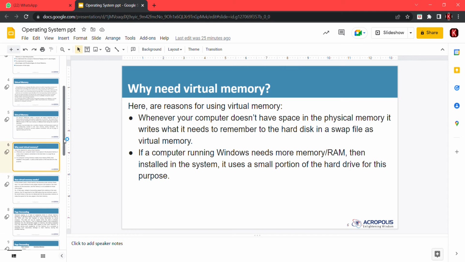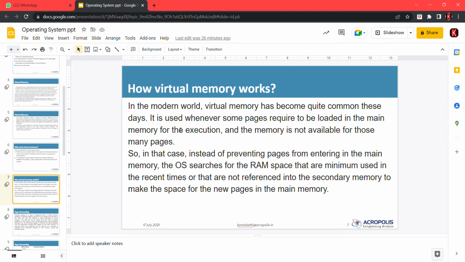Now, how does this virtual memory work? In the modern world, virtual memory has become quite common these days. It is used when some pages are required to be loaded in the main memory for execution, and the memory is not available for that many pages.